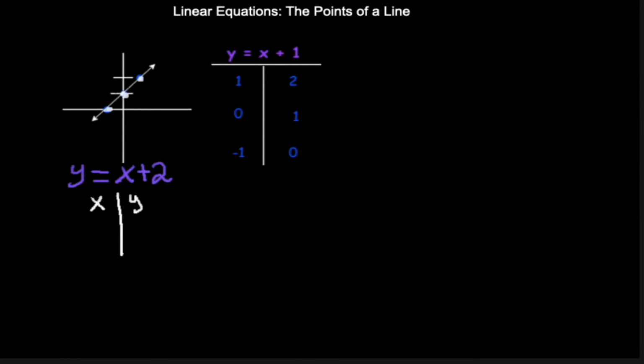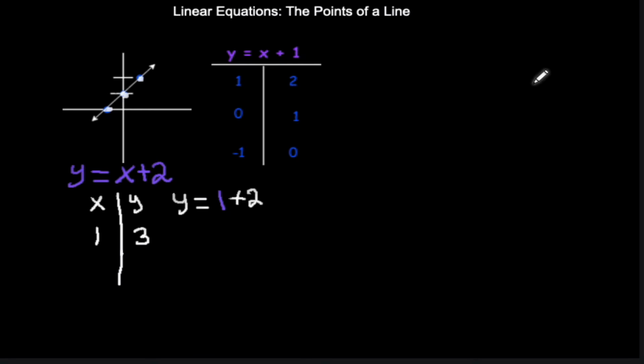Okay, and so what I like to do is start off with small values for x. So let's start with the number 1. And now we need to find out what y is. In order to do that, we need to plug in 1 for x in this equation here. So that looks like this, y equals 1 plus 2. So notice that y is equal to 1 plus 2, which is equal to 3.